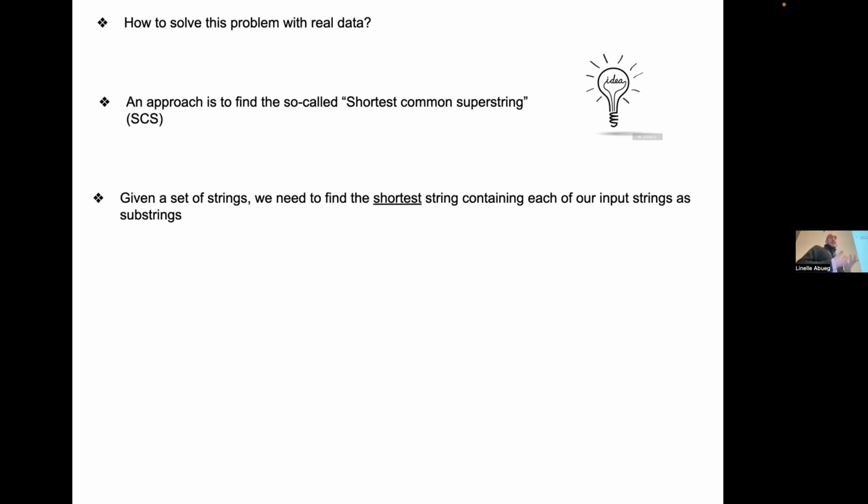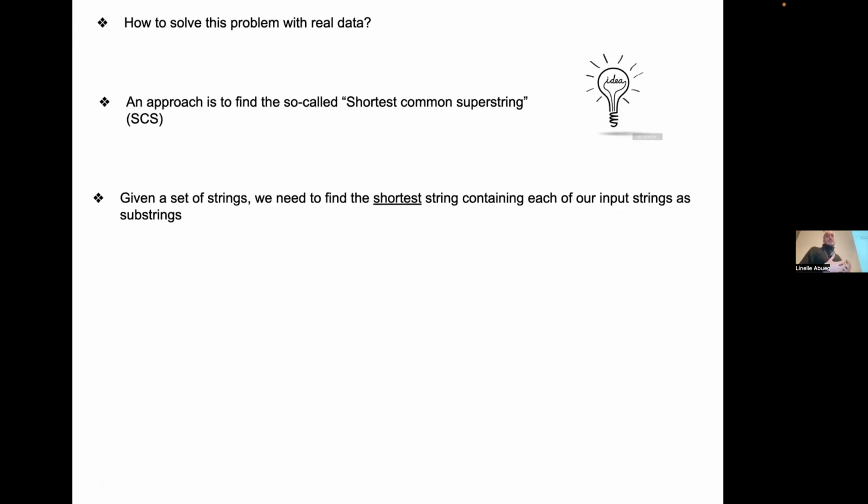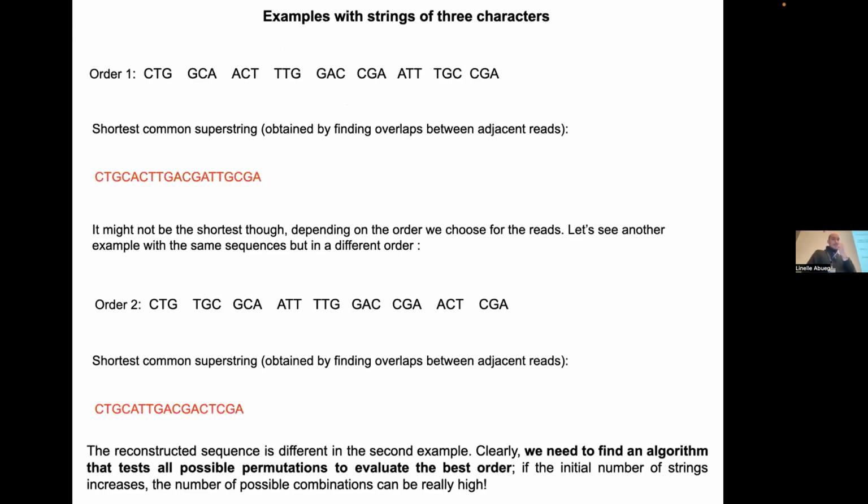It's not really ideal, but it usually gives you a good approximation. Basically, we're given a set of strings, like in this case. We need to find a shorter string that contains each of our input strings as substrings. Imagine you have these reads here: CTG, GAC, ACT, and so forth. The shortest common superstring is what you can see here.